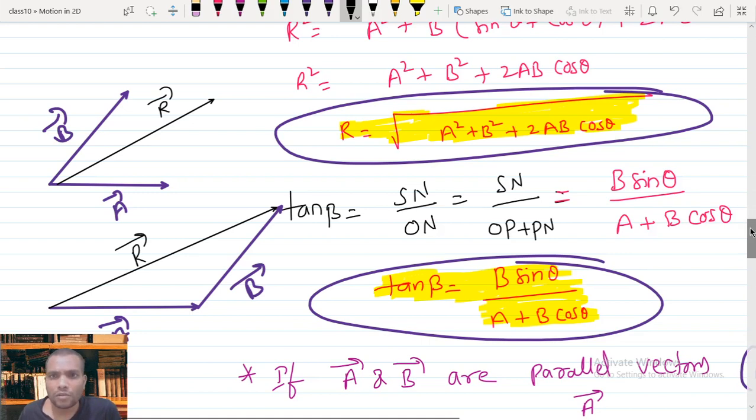So remember these two formulas for the resultant vector magnitude and resultant vector direction. Make proper use of these cases in the right situation while solving problems.